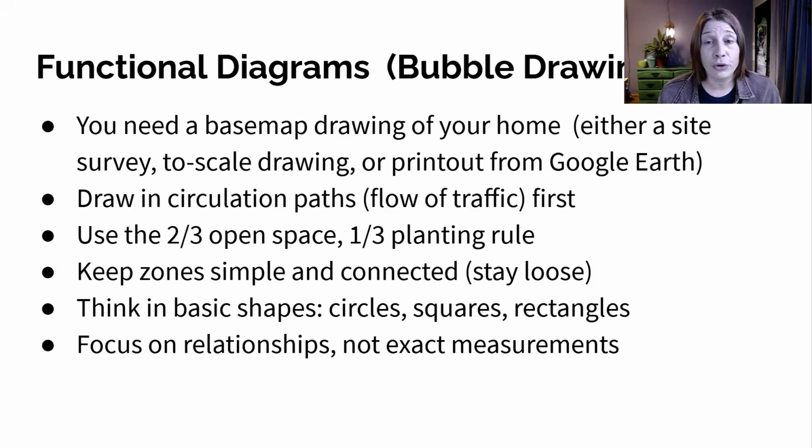And here are just a few guidelines I use when I'm creating bubble drawings that can help you get started, because I know a lot of people are just like, I don't even know what to do here. So the first thing that I do is draw circulation paths, so I know where paths and walkways may need to be added, and everything that's currently on the property is accessible. So I'll draw little arrows to show where walkways are, where doors are, where people walk.